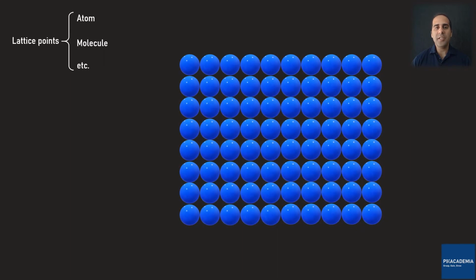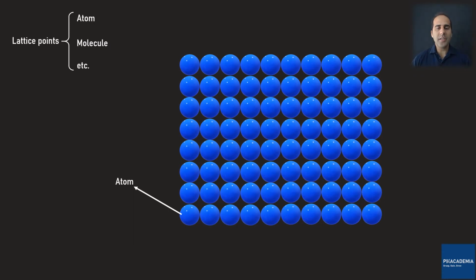While crystallography is an entire course in itself, in this lecture I try to introduce some of its basic concepts that could help us to better understand the following concepts we'll face in this course. In a crystal, we have lattice points. A lattice point can be anything. It can be an atom, a molecule, or something else. Each blue sphere in this two-dimensional lattice resembles an atom.